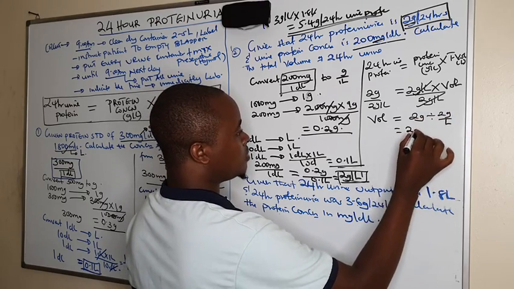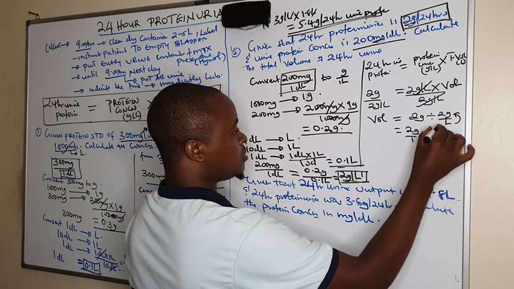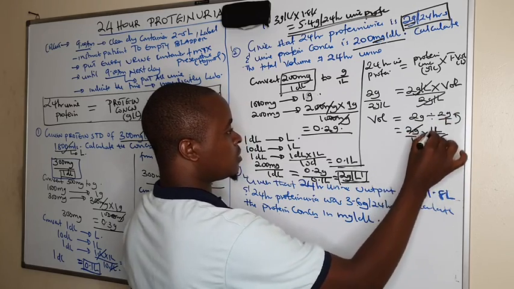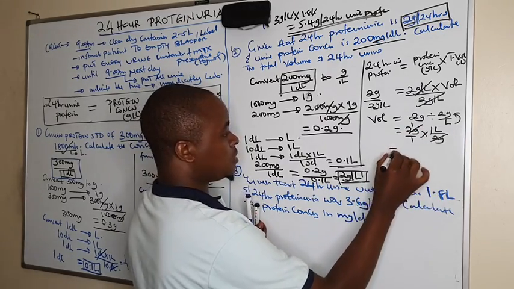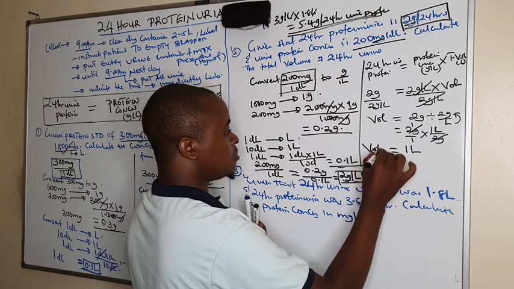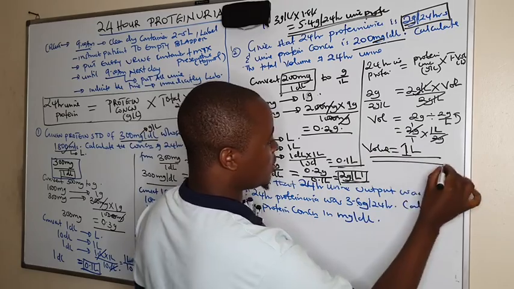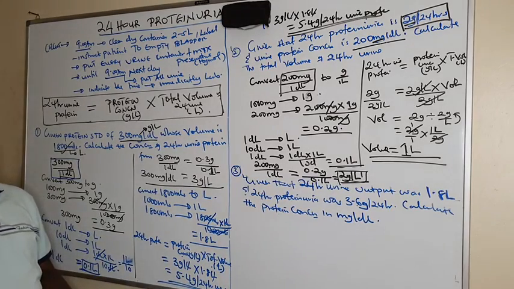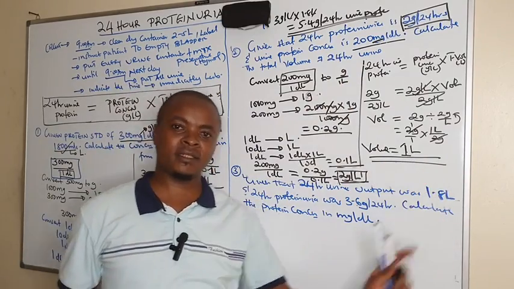We get 2 grams over 1, times the reciprocal, liter over 2 grams. 2 grams go with 2 grams. We remain with 1 times 1, which is equal to 1 liter. So the volume of 24-hour urine is 1 liter. That is the final answer. Therefore, the total volume of 24-hour urine is 1 liter.